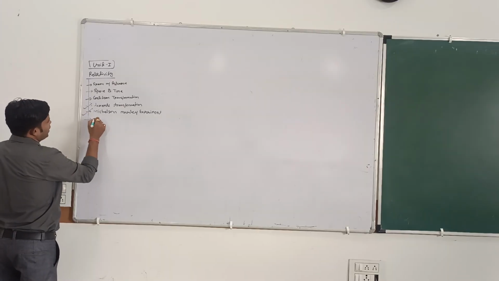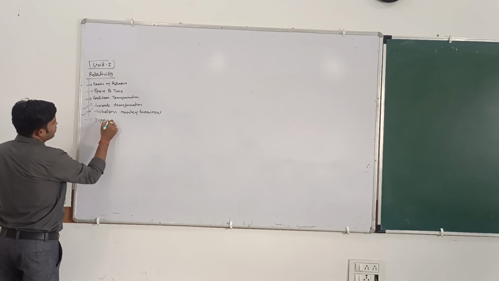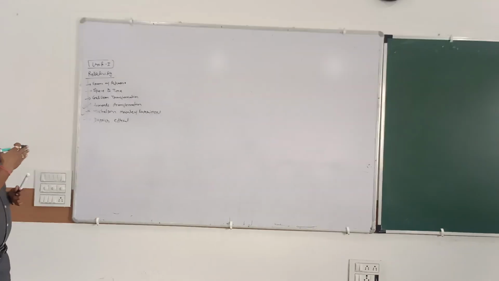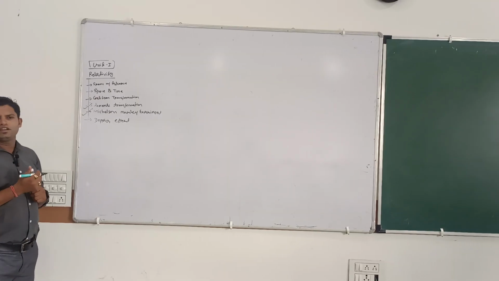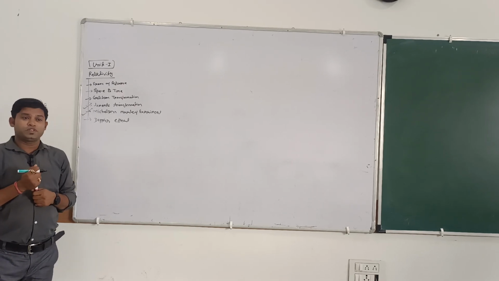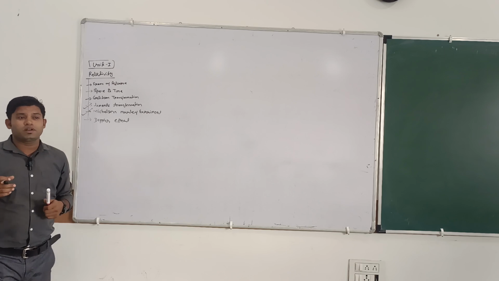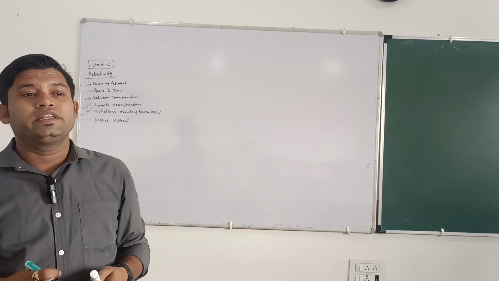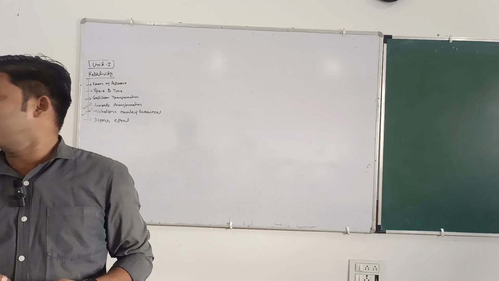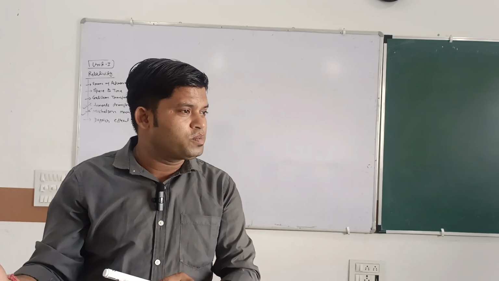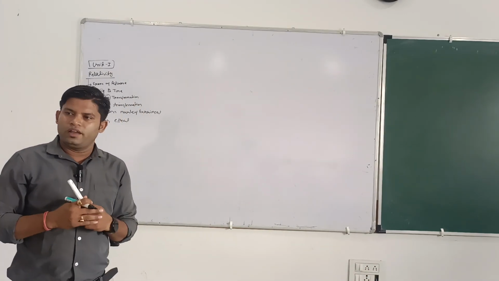Then Doppler effect. On Saturday in the classroom we already discussed the Doppler effect. That is the relation between source and observer. What is the definition of Doppler effect? The apparent change in frequency due to relative motion between source and observer. This is called the Doppler effect.